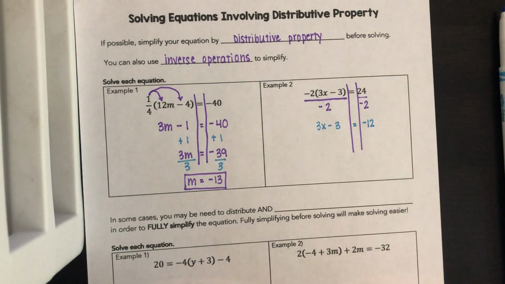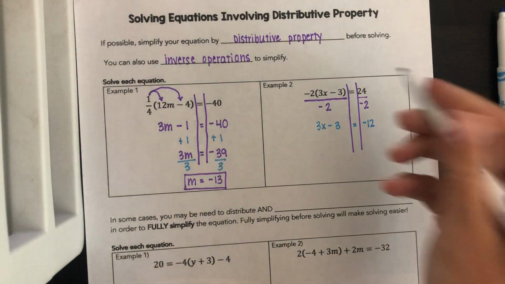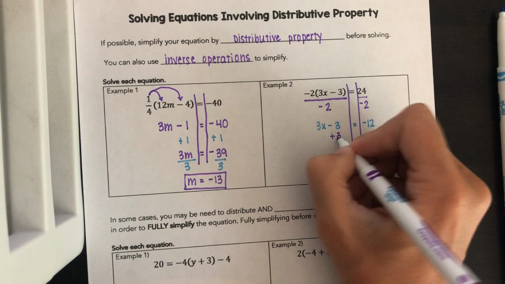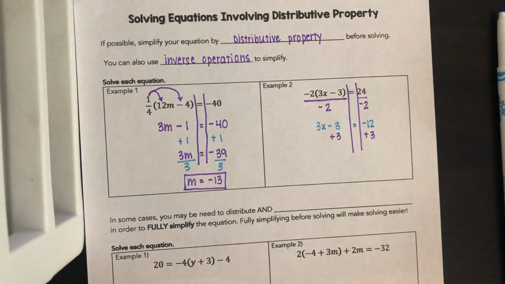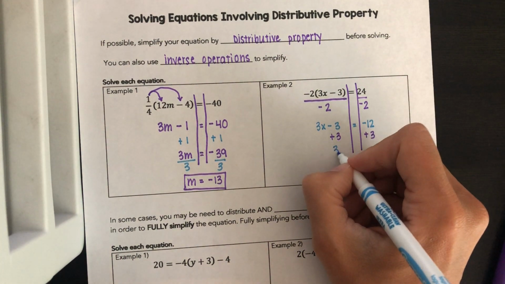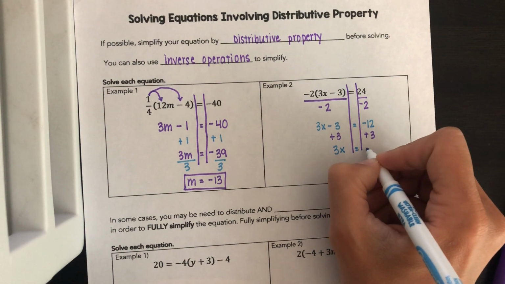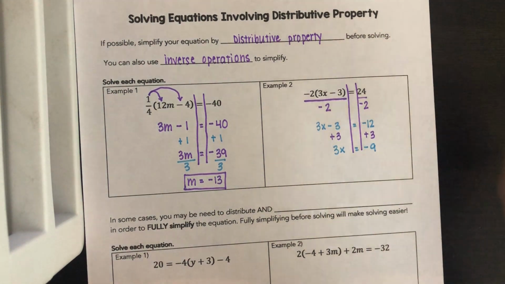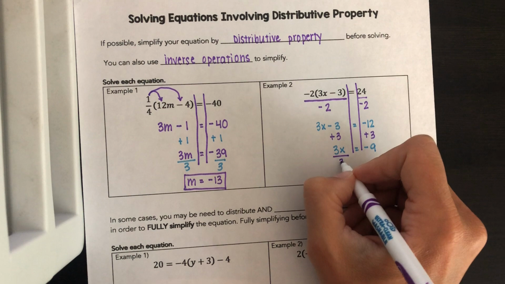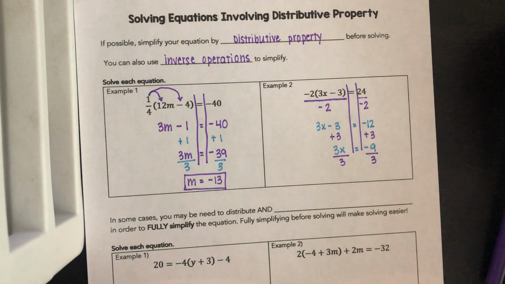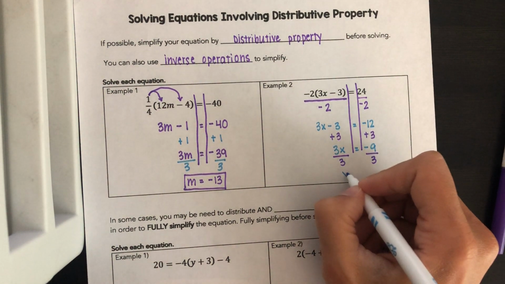Again, now we've simplified our equation to a point that we know how to solve this two-step equation. I'll go ahead and do that by adding 3 to both sides. I'm left with my new equation, 3x is equal to negative 9. And we'll divide both sides by 3. So x is equal to negative 3.